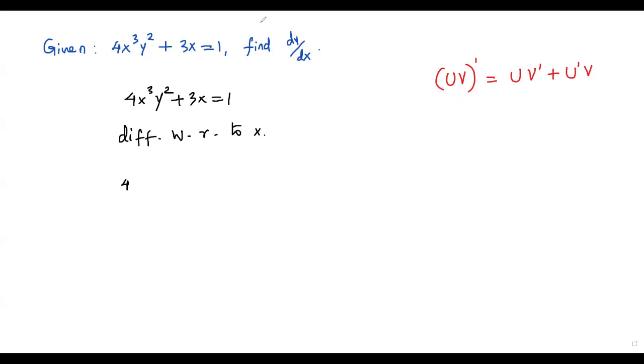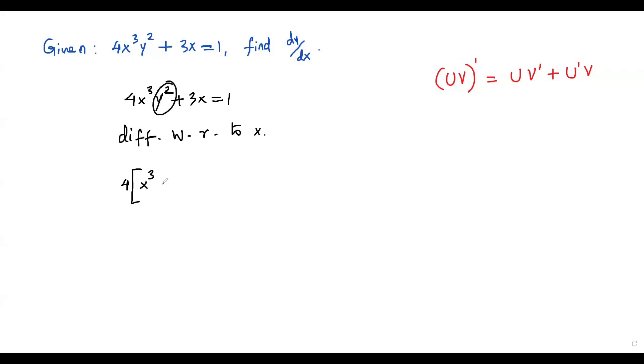So I'm just going to apply the product rule over here for the product x cube times y square. We also have to remember that we do the derivative with respect to x. Here u is x cube and v is y square. First I keep the u, that means the first term, as it is.